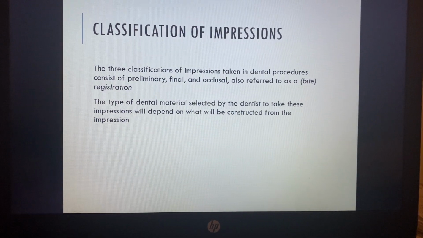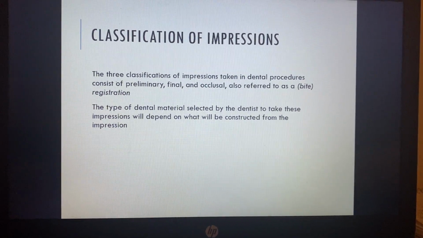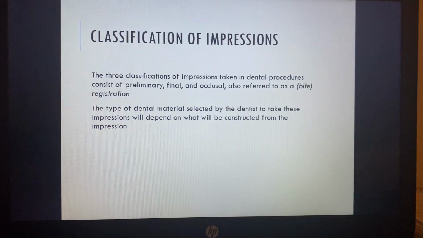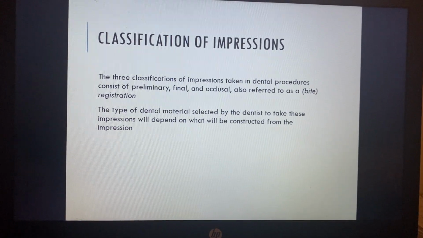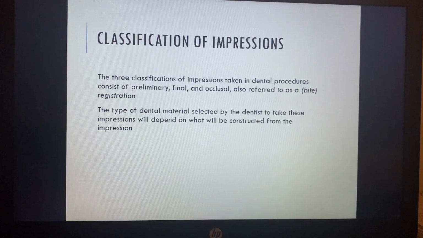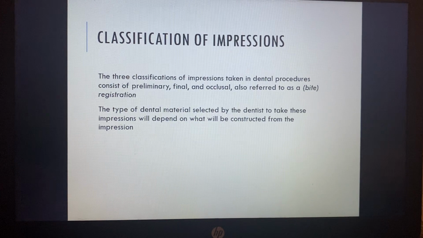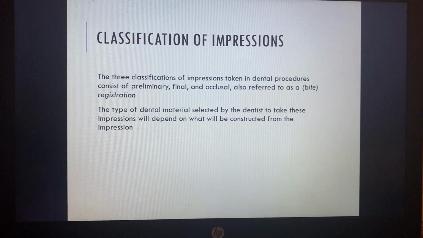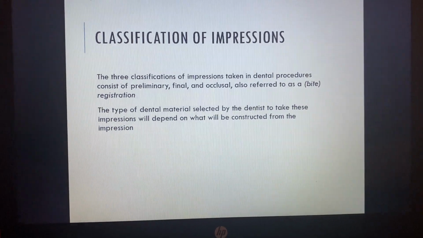Once the doctor has prepped the tooth, and in the crown procedure, for instance, after he's made the tooth smaller and you've packed cord, he's going to take a final impression. So this is taken after the tooth is prepped. Then you'll take the final impression, and the final impression is the impression that will go out to the lab. That's the impression they'll use to create whatever prosthesis you're needing.